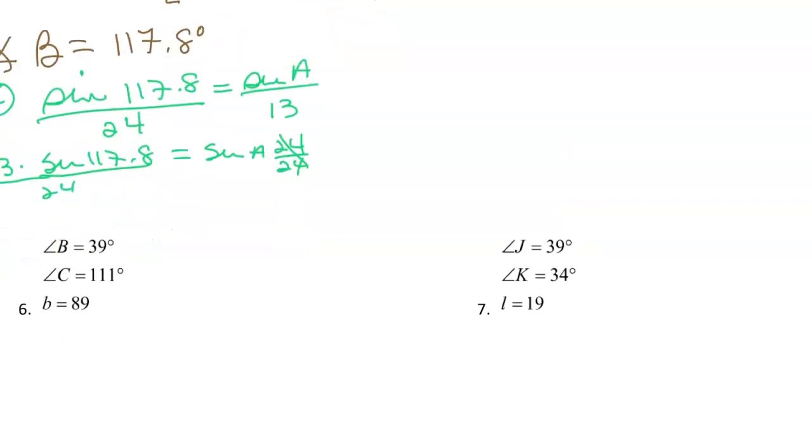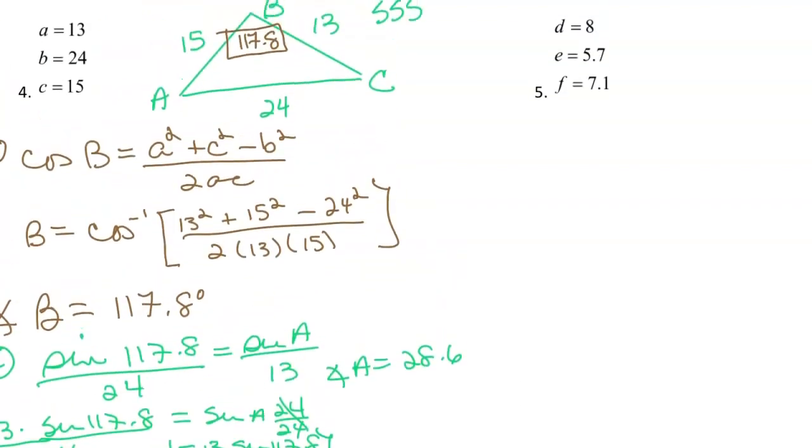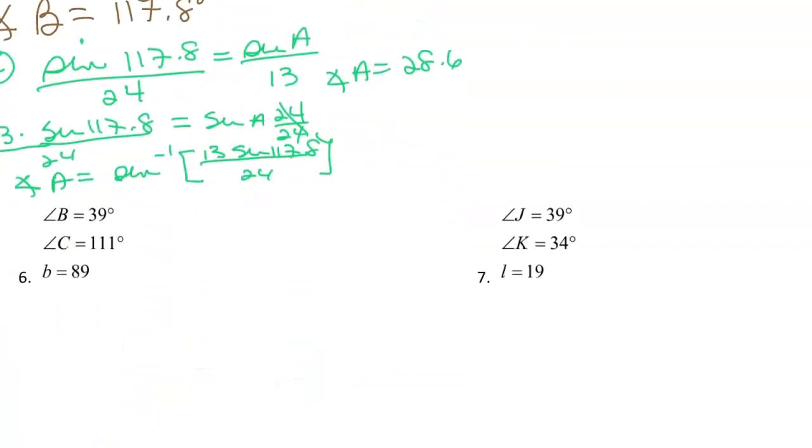Okay, so what's going to go in my calculator? I want to find angle A, so I'm going to take the inverse of 13 times the sine of 117.8 over 24. This is what angle A will equal. Remember, you've got to use your inverse. So I got angle A equals, as I said, 28.6. Do your subtraction to get angle C: 180 minus 28.6 minus 117.8 to get the missing angle, and I'm getting 33.6 degrees. I'm done with that, so angle C equals 33.6.